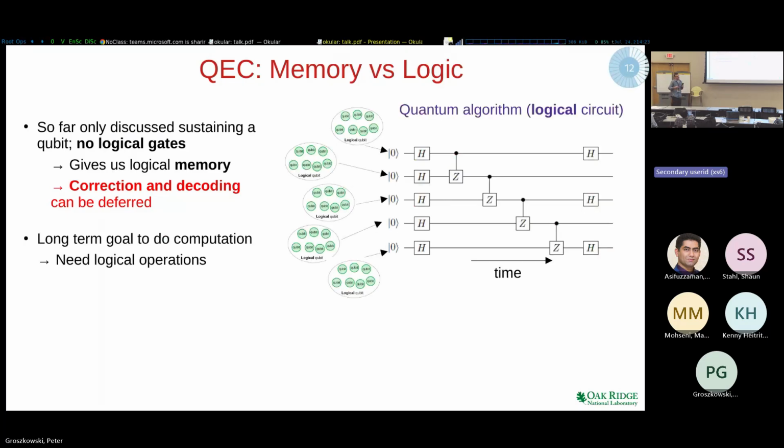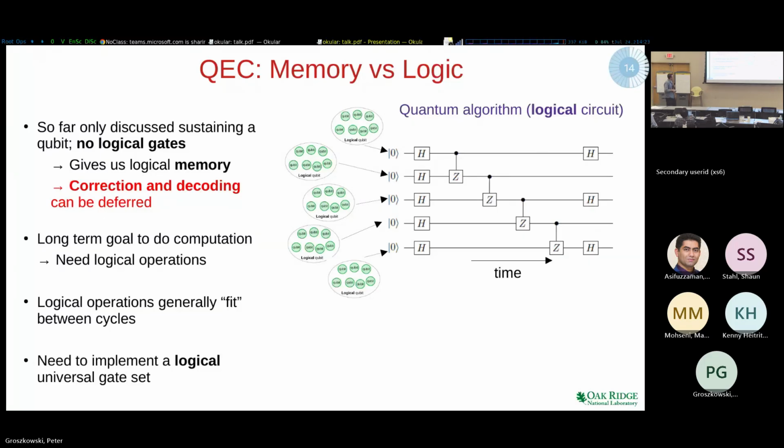But that's not really what we care about long term. What we want to do is actual computations, again, at the logical level. So this is some circuit that we might want to run. Again, think of these qubits now as being logical qubits, each of them corresponding to some number of physical qubits. So in practice, you then have to fit these logical operations between the cycles of your actual quantum error correcting protocols, right? And now in order to do this computation, you have to define a logical universal gate set, so a number of logical gates that will let you implement completely arbitrary algorithms.